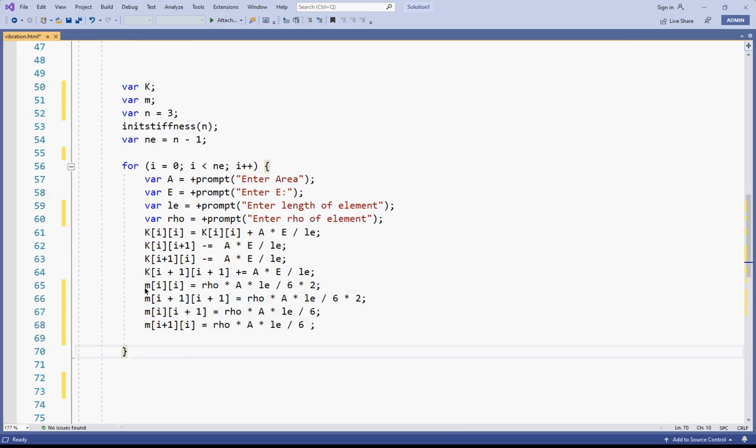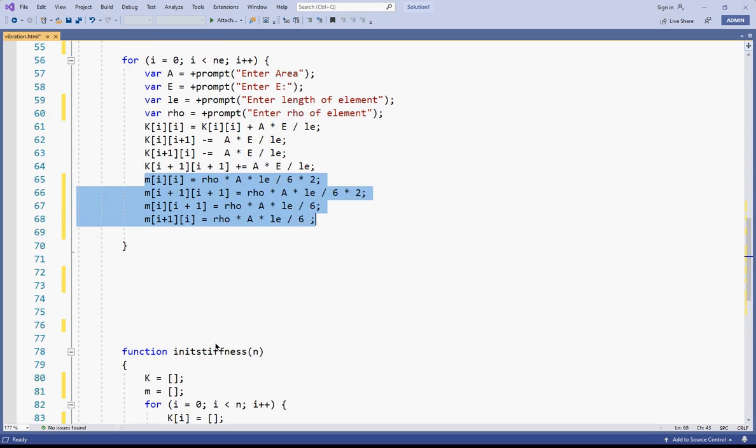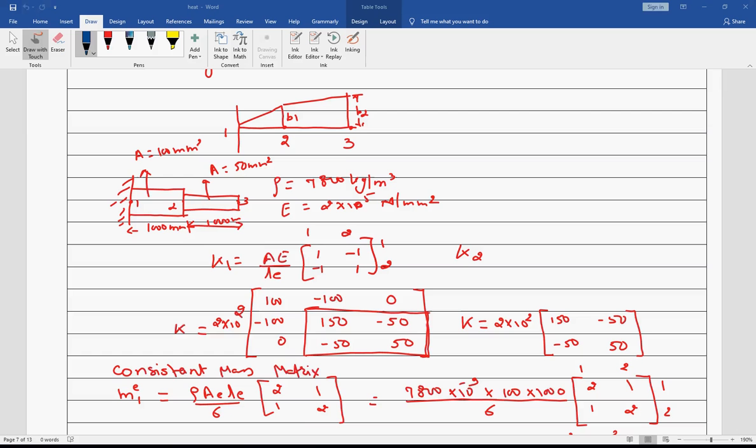Okay, so assuming that this is now understood to you, this is the mass matrix we have created, and the assembly will be created automatically. Because when I write the stiffness, the assembly is created. Similarly, when I write this, the assembly will be created, because we have taken care of that. Okay. So now I'm going to write a specific program.